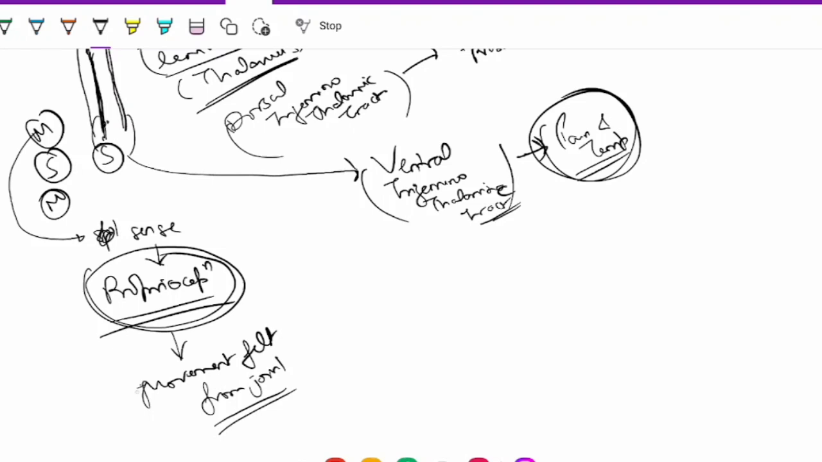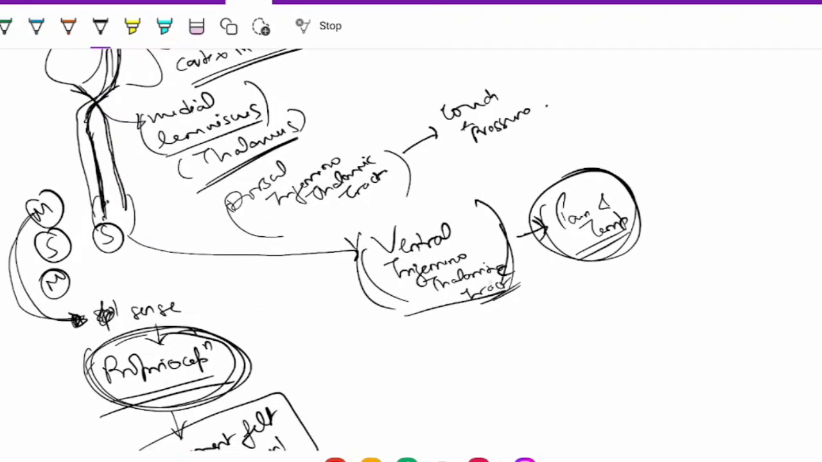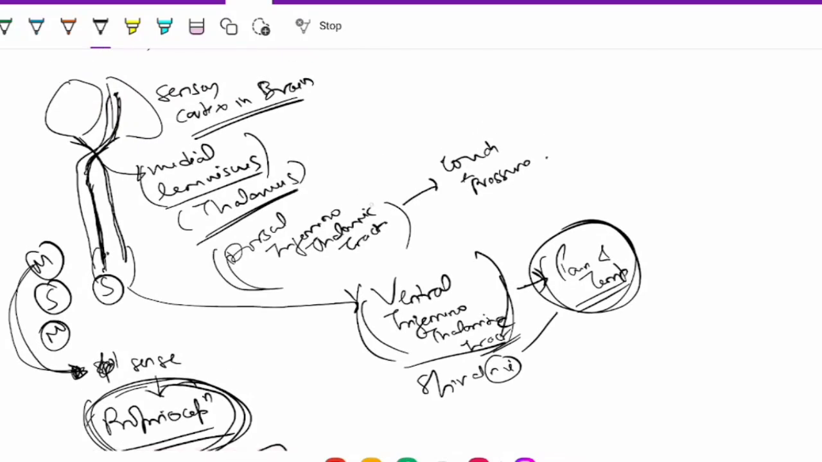So that movement felt from the joint is known as proprioception, and who is responsible for it? The mesencephalic nucleus is responsible for it. So mesencephalic is responsible for proprioception. The ventral trigeminothalamic tract arising from the spinal nucleus is responsible for your pain and temperature. The dorsal trigeminothalamic tract arising from your main sensory nucleus carries touch and pressure.